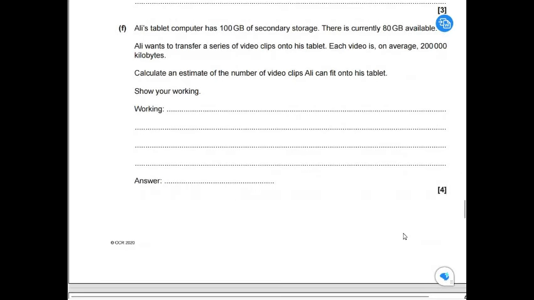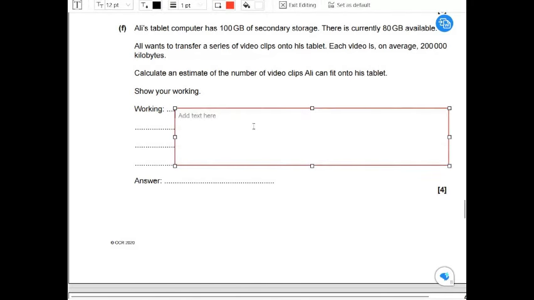Okay, Ali's tablet computer has 100 gigabytes of secondary storage. There's currently 80 of that available, so Ali wants to transfer a series of video clips onto his tablet. Each video is 200,000 kilobytes. So we need to calculate the estimated number of video clips Ali can fit onto his tablet. We've got to show our work because this is a 4 marker.